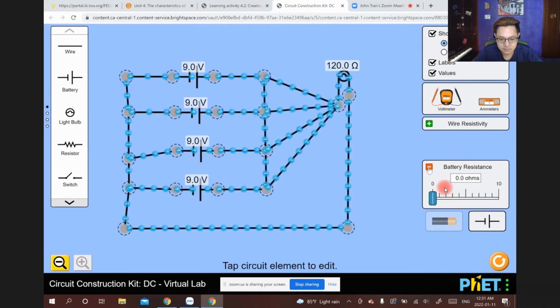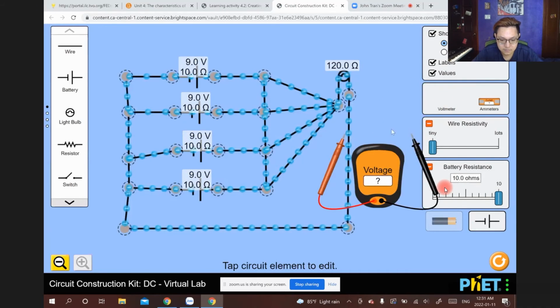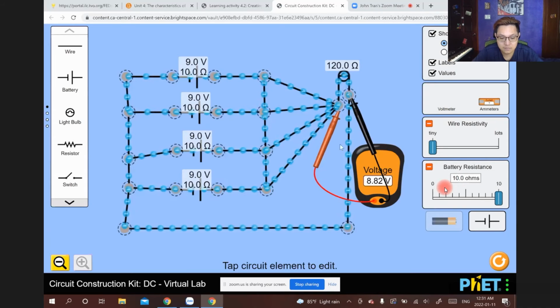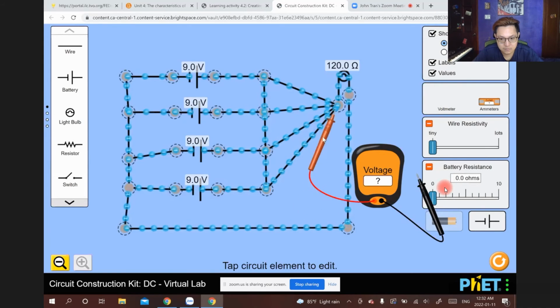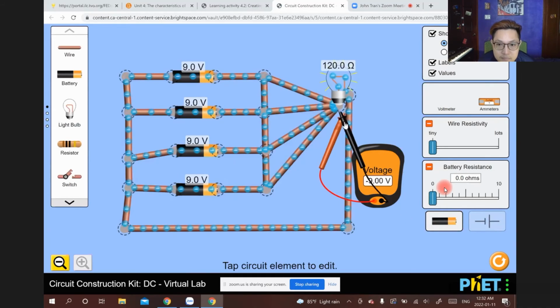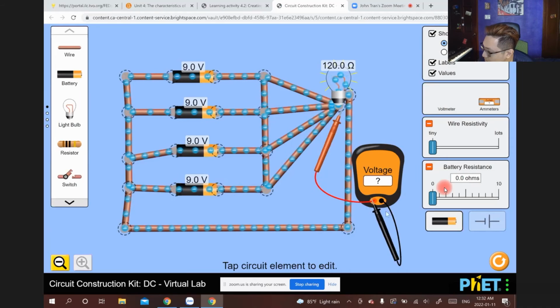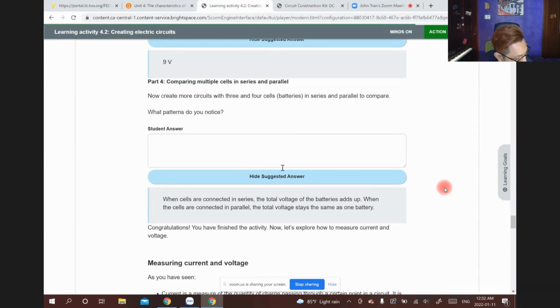Yeah, I understand. Let's see the voltmeter. It says 0.9. Yep. So this is parallel.